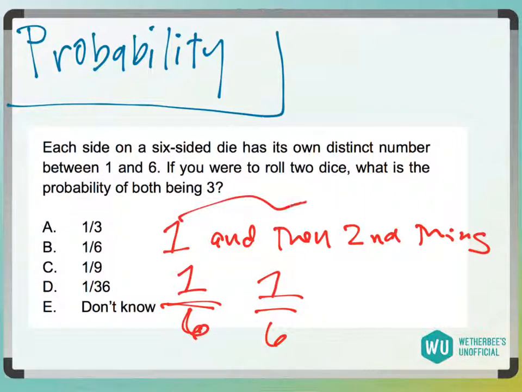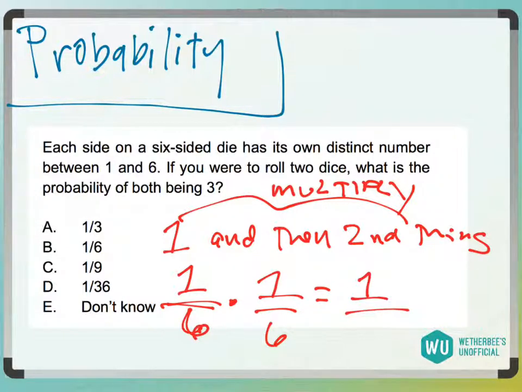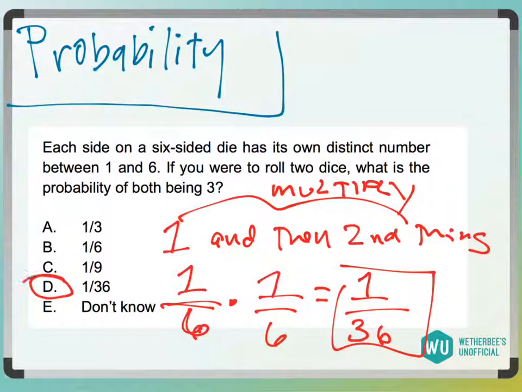And so for the probability of one thing happening and then a second thing, you take your individual probabilities and you multiply. This is really important. So I'm going to multiply my two individual probabilities, 1/6 times 1/6, and that is going to be 1 over 6 times 6, which is 36. Answer choice D.